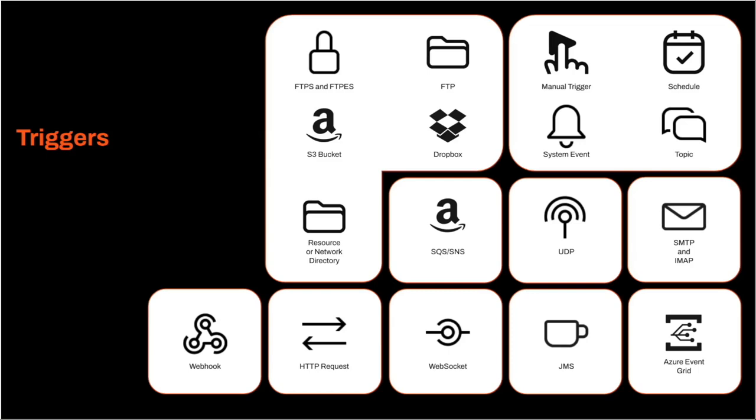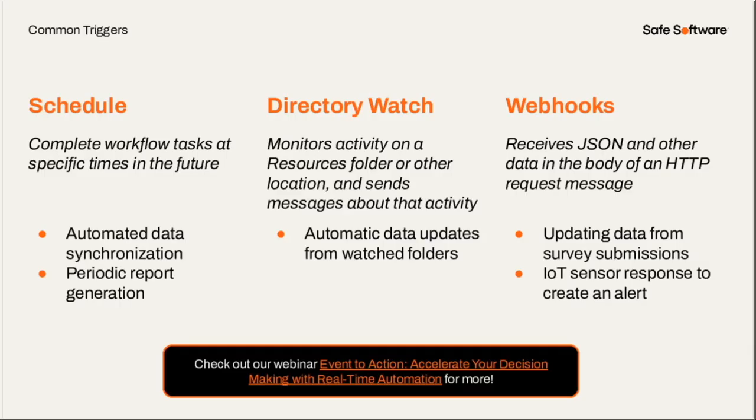And so here are triggers that are currently supported in FME automations. We've got triggers that are able to watch for files being uploaded to a location like FTP or S3 buckets, automated schedules, webhooks, emails received, HTTP requests, and more. Right now, we're going to cover a few of the most common triggers used in automations.